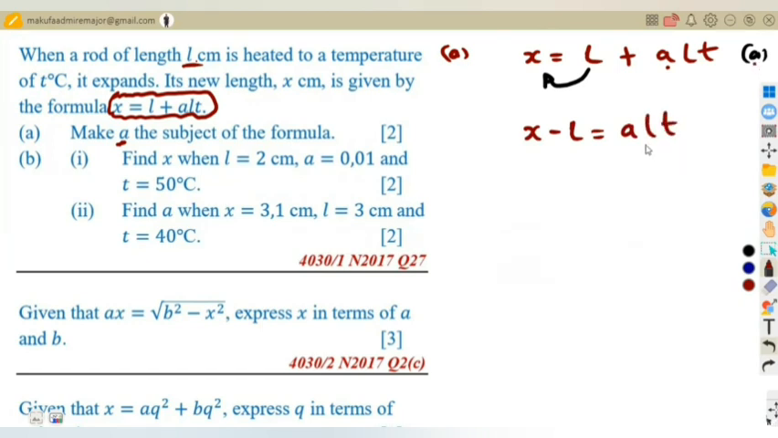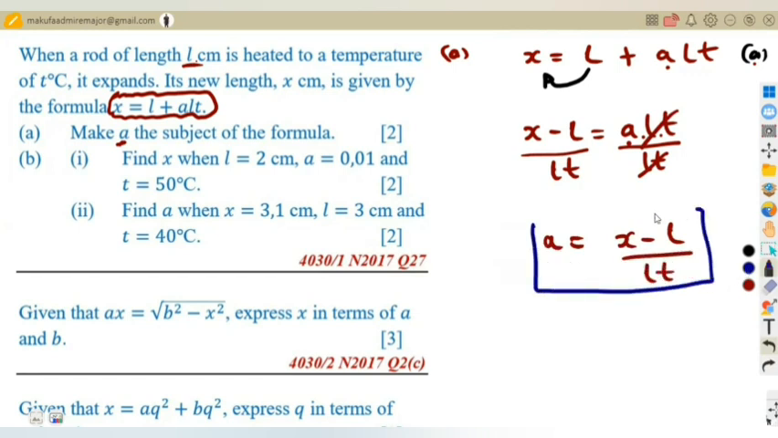Remember, we want to make A the subject, and here we are multiplying. So we divide by LT both sides. So this will cancel. We obtain the value of A as X minus L over LT like this. All right, so that was going to be A as the subject of the formula in this case.